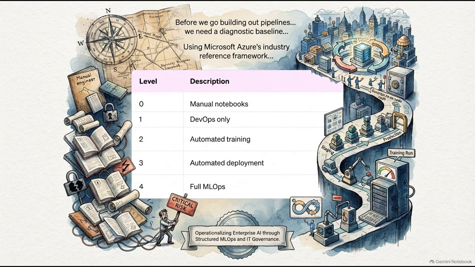Then, as we move to level 2, we get into automated training. Level 3 finally introduces automated deployment and serving. And then level 4 is the holy grail, right? Full MLOps with continuous improvement, automated rollbacks, and governance as code.